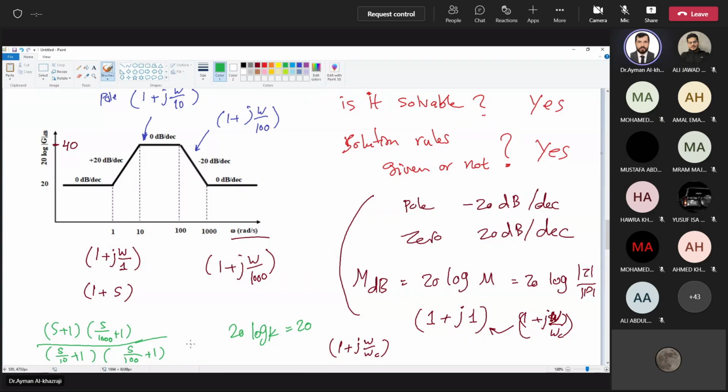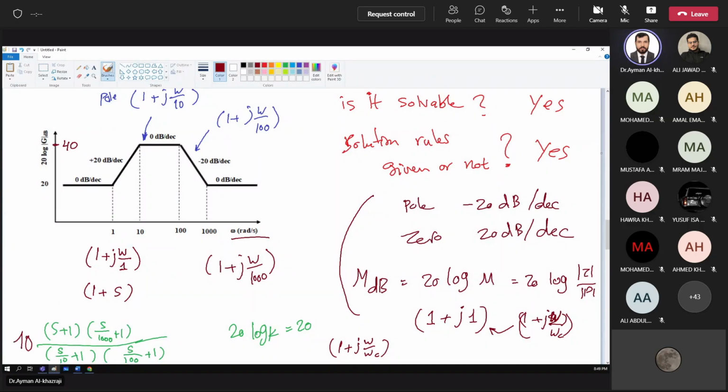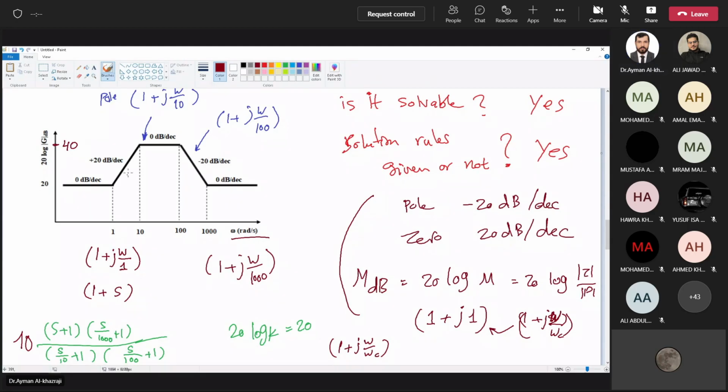No, there is no log for 0. Log 1 is 0. 10. Very good. This is your transfer function. I selected it to make it simple, by the way. I have made it simple because I want it to be found.